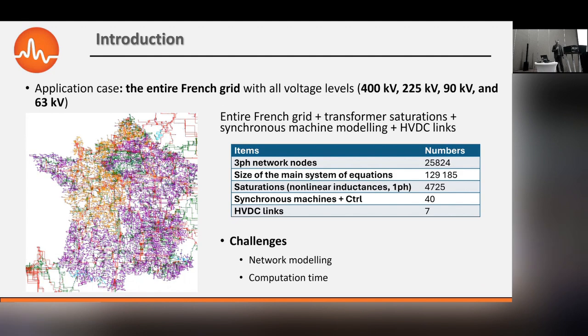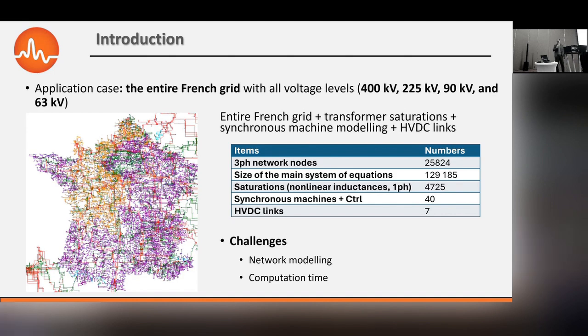So here I will introduce the case. This case is a French grid with all the voltage levels we have in the grid, from 400 kV down to 63 kV. Of course, I can admit that this network will not be used in studies as a whole, but parts of this network can be used in studies. But the objective here is to demonstrate that even if we have all the network data in the EMTP, we are able to simulate it in reasonable times.